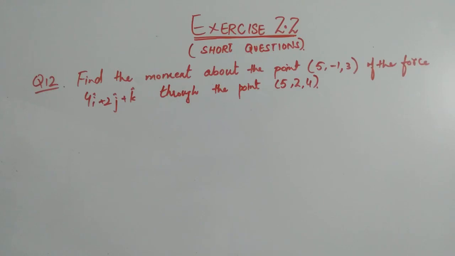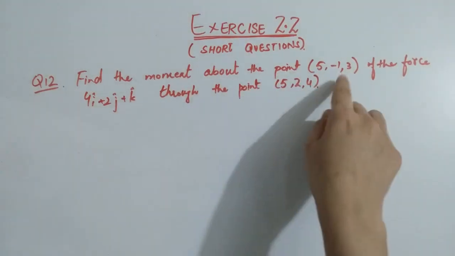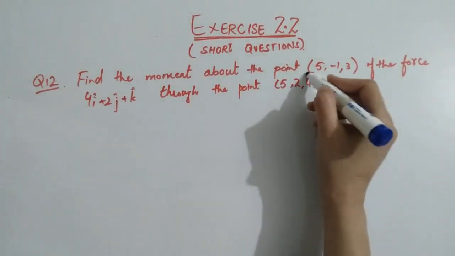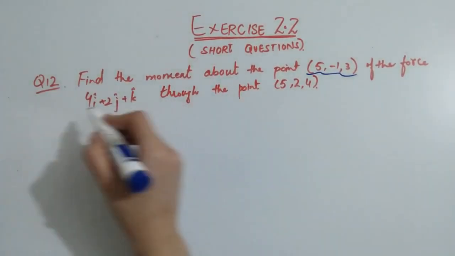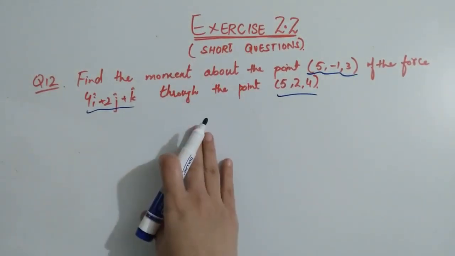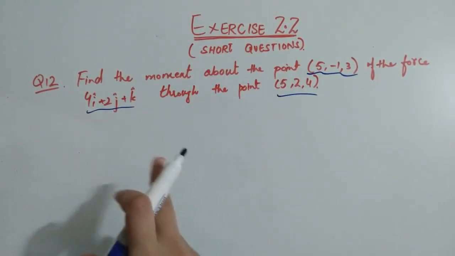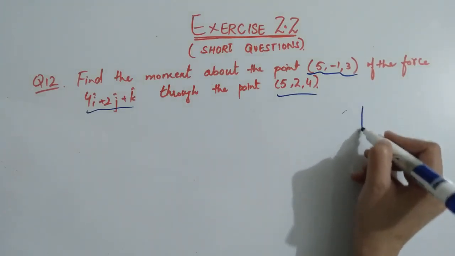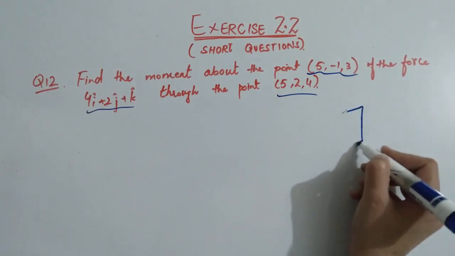Moving to question number 12, which is to find the moment about the point of the force through the point. They are given the point, the force, and the point through which it acts. Now what is the moment? Moment is actually the rotation of the force, which is called torque. So let's for example say you have a door.